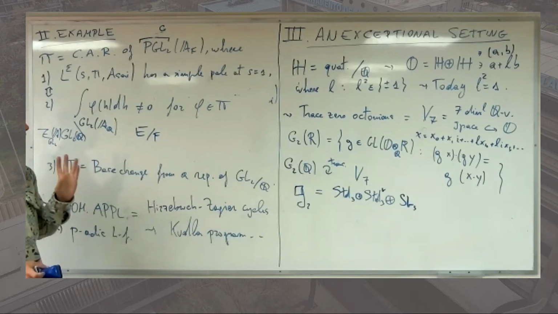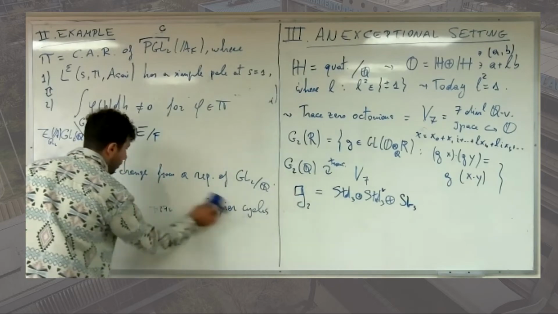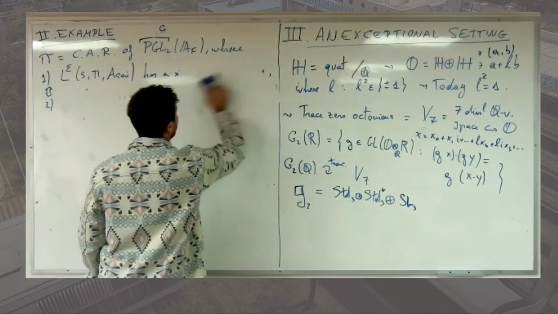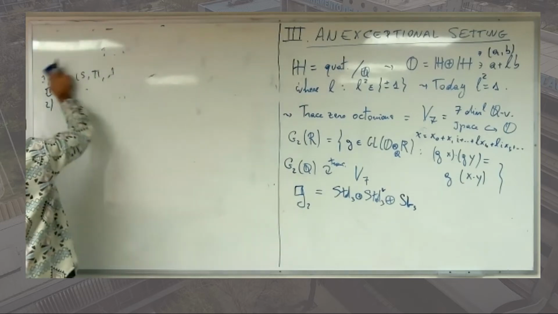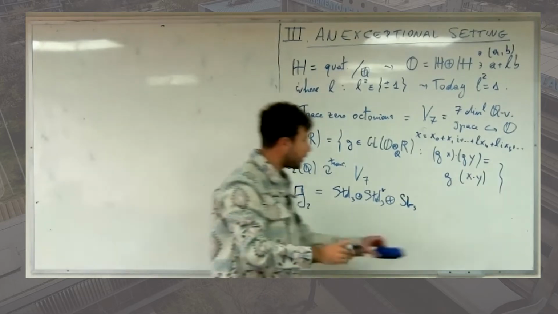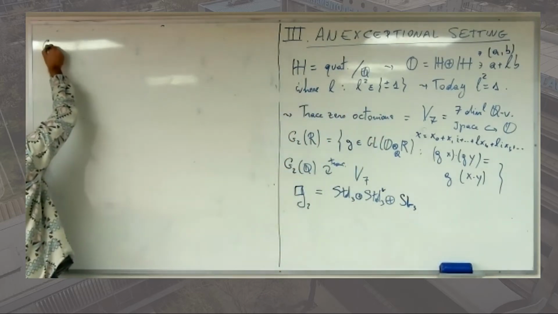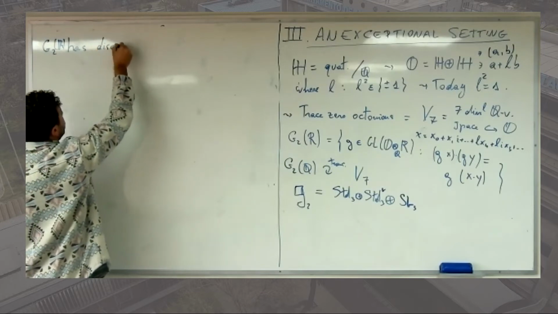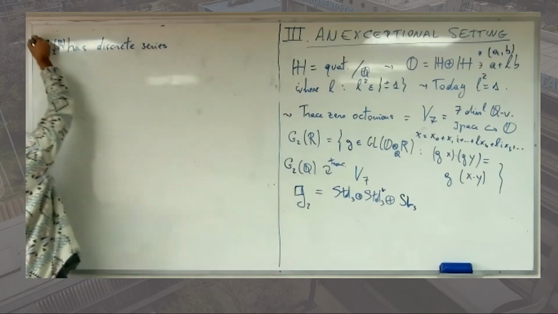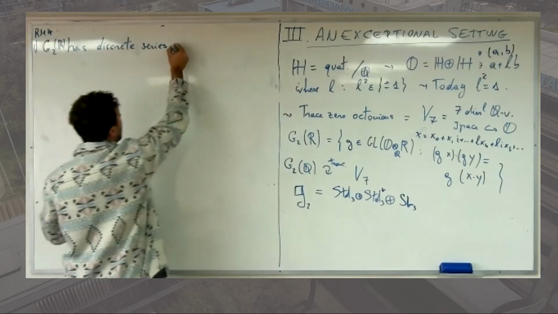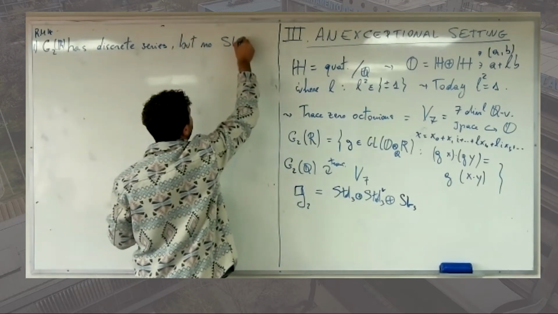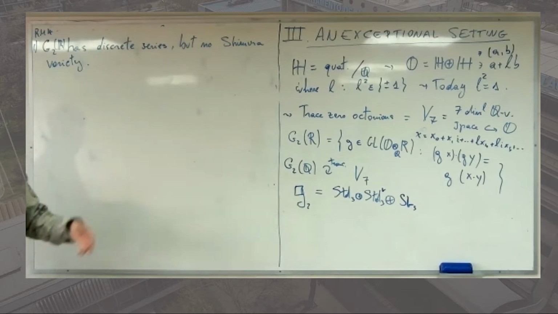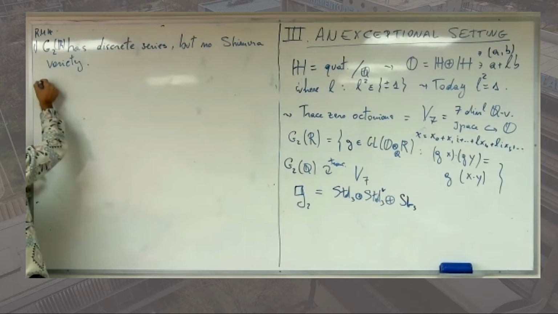Okay, so there are two funny things about this group G2. I mean, there are many funny things about it, but two that deserve attention, and they are the following. The first point is that G2 has discrete series. Of course, here I'm taking the real points of G2. But no Shimura variety, meaning that the locally symmetric space associated to G2 is only a real manifold.